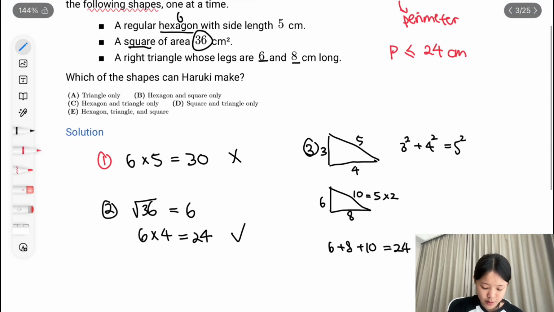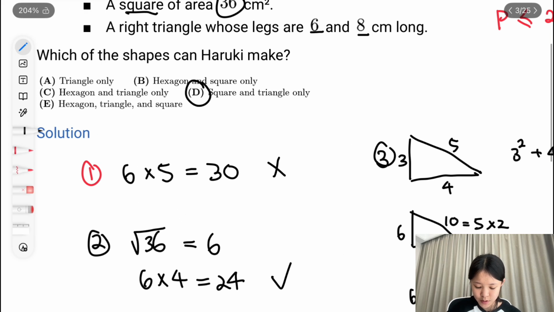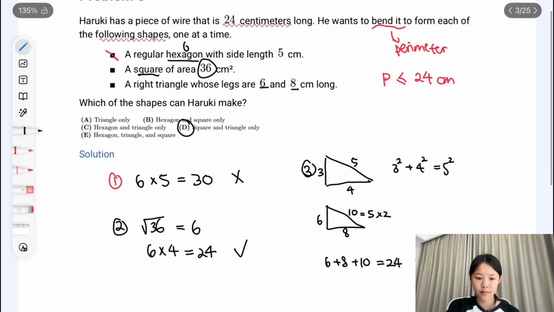In the process, you can go to the first one and cross it off so you don't forget. So we know the solution should be D, which is square and triangle only.